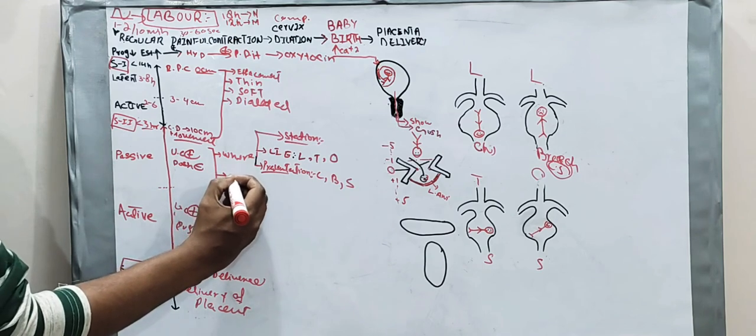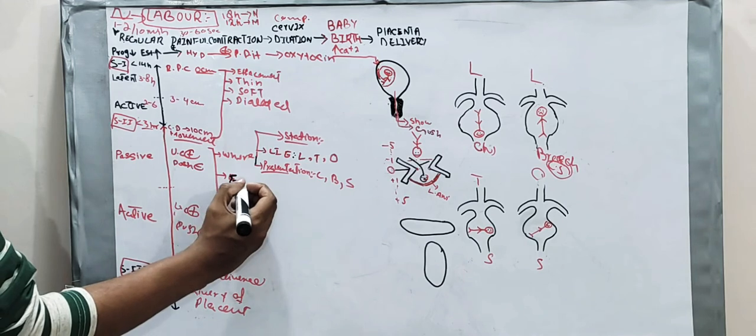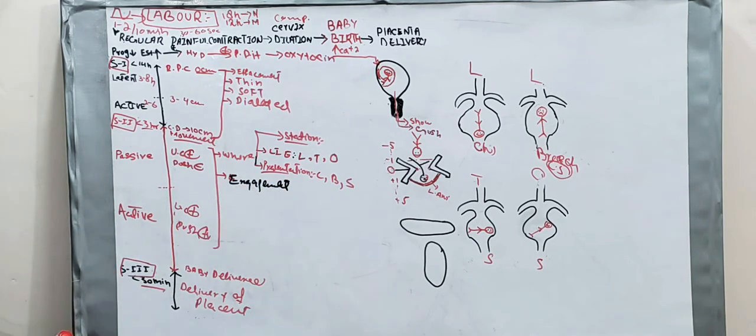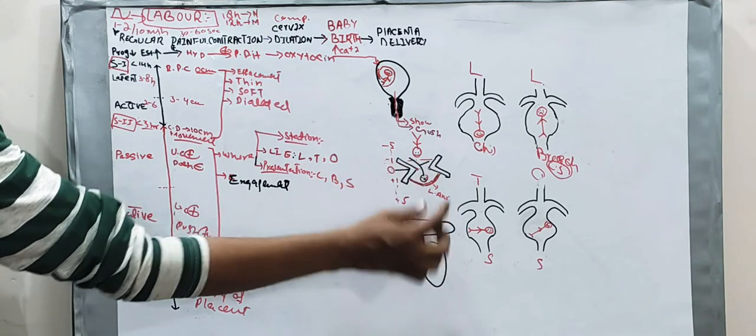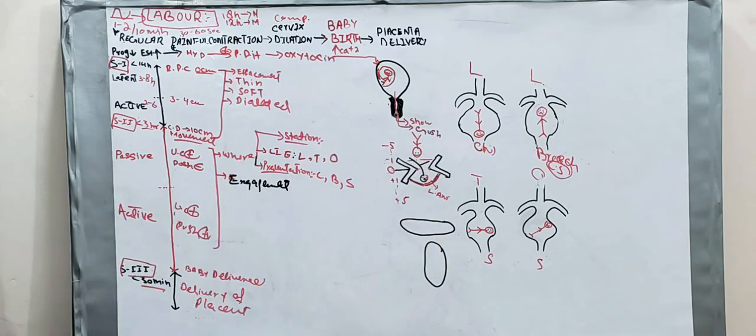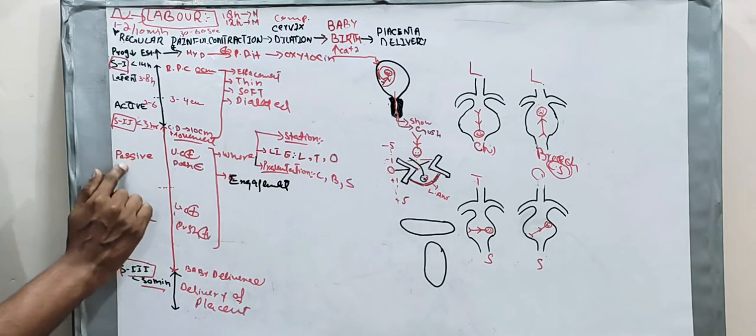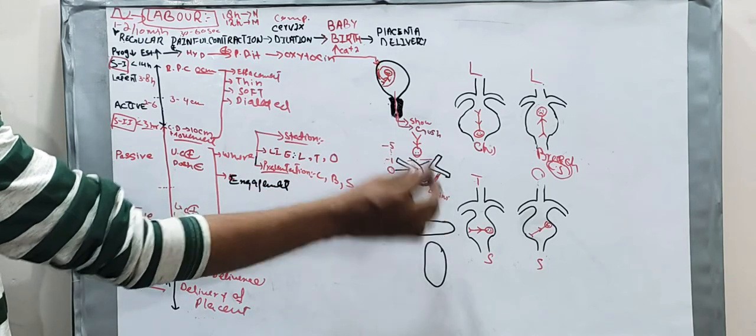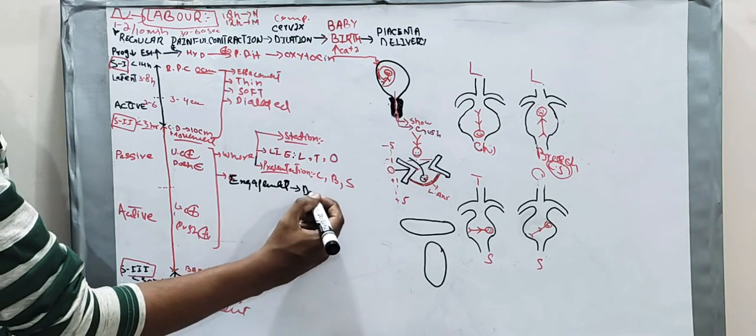The first movement is known as engagement. What is engagement? When the head of the baby enters the pelvic inlet, this is the inlet of the pelvis, it is known as engagement. After the engagement, the baby, under the push of active and passive forces, moves toward the levator ani or the pelvic outlet, and it is simply descending in the pelvic cavity, so it is known as descent.